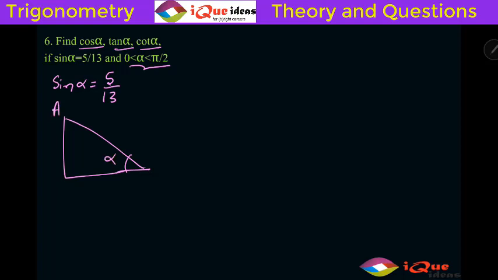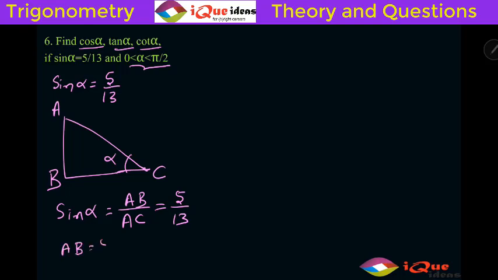So if this is ABC, then sin alpha will be equal to, from this triangle, AB upon AC, opposite side upon hypotenuse. And the value of sin alpha is given in this case as 5 by 13. So very safely we can take AB equal to 5, AC equal to 13. From there we can simply calculate the value of BC. Now for BC we have a square root of AC square minus AB square, that is 13 square minus 5 square.